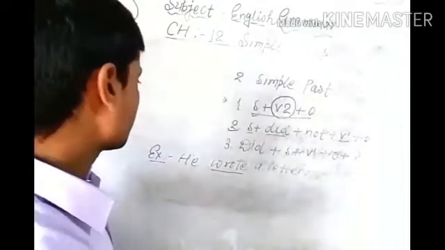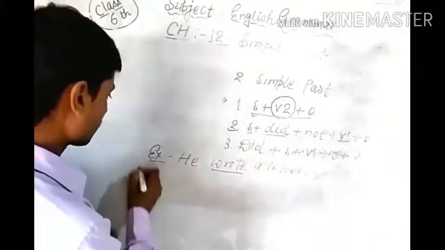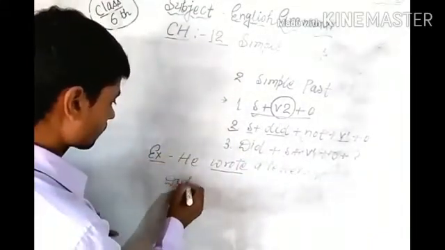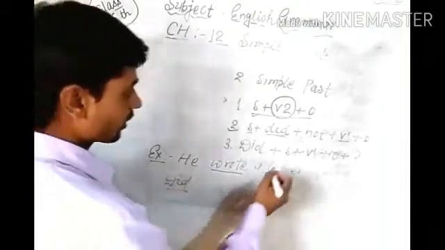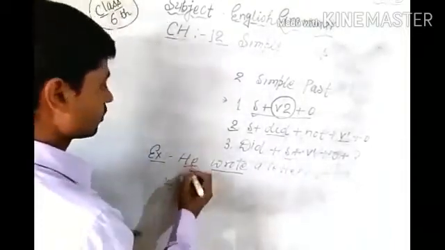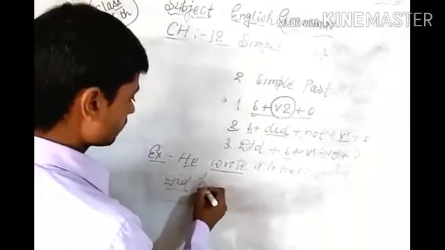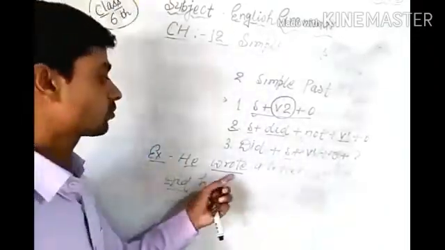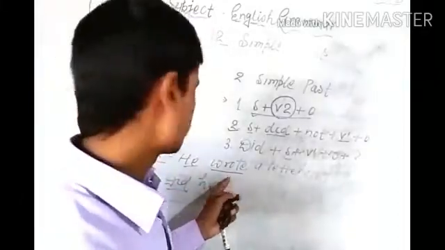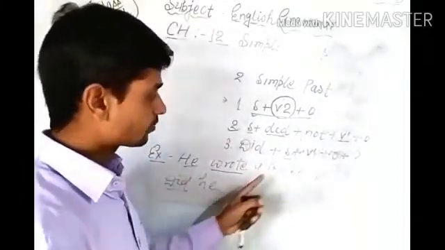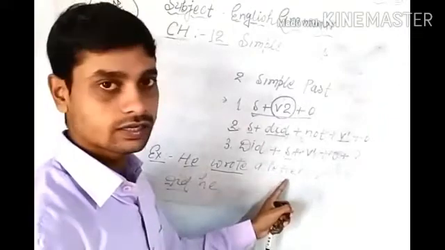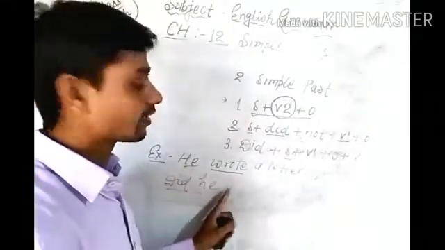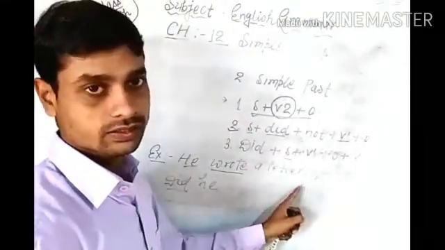You can also change this sentence into interrogative. First of all you have to write did, according to the third structure. After did you have to write the subject. What is the subject? He. So, did he, and after this you have to write verb 1. What is the verb 1 of wrote? Write. Did he write, and the object would be a letter. Did he write a letter? At last, question mark.